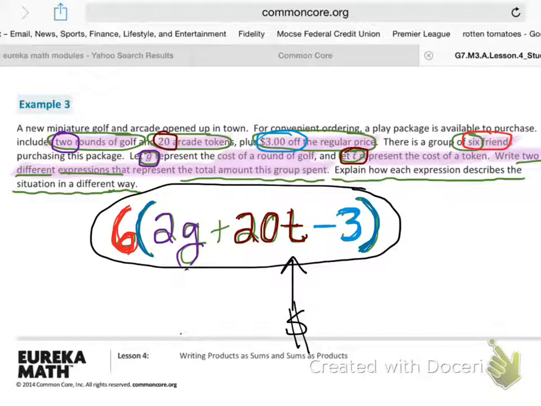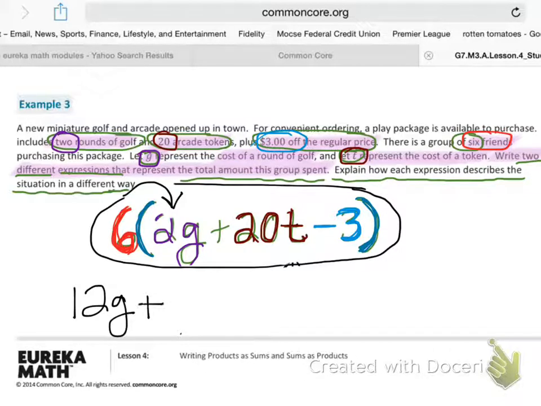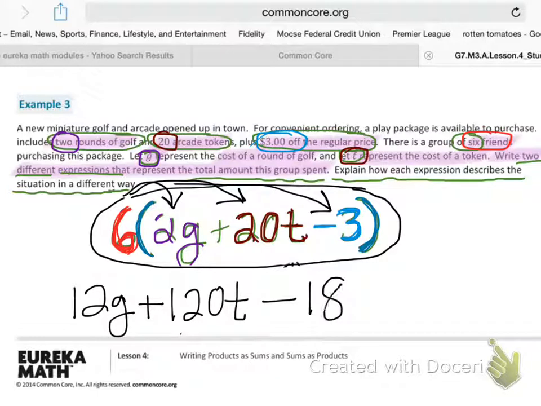All right, a second one is pretty obvious. Well, maybe not so obvious, but if you used the distributive property here and distributed everything out, 6 times 2G is 12G, plus 6 times 20T is 120T, and then 6 times negative 3 is negative 18.